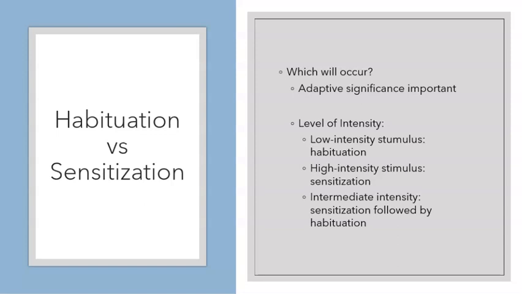Now, if you have an intermediate intensity, then at first you'll become sensitized to it, and then habituation will occur. So for instance, the cat pee example again, say you're working at the Humane Society. The first time you get there, you're going to become sensitized to that cat pee, and you're like, oh, this is awful, it's so intense. And then after maybe a couple weeks, you're going to become habituated to the smell of cat pee.